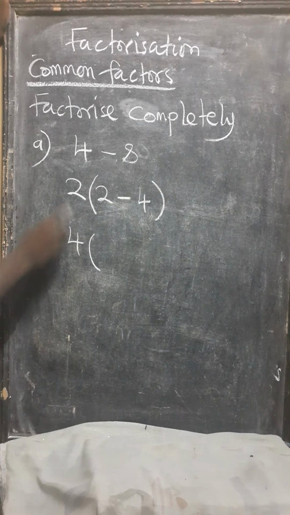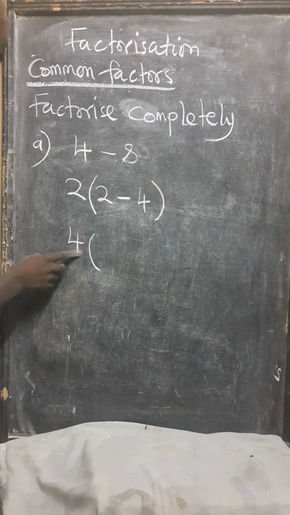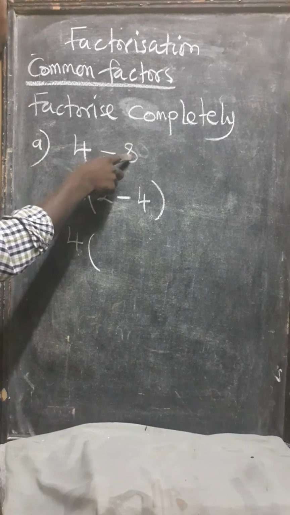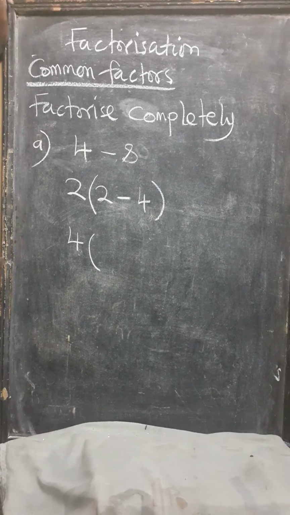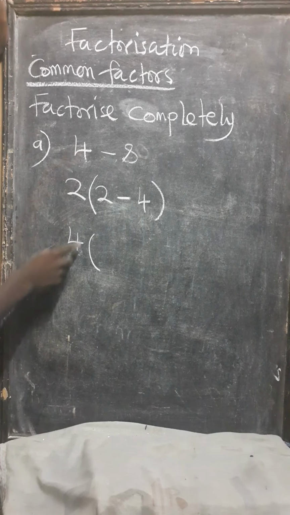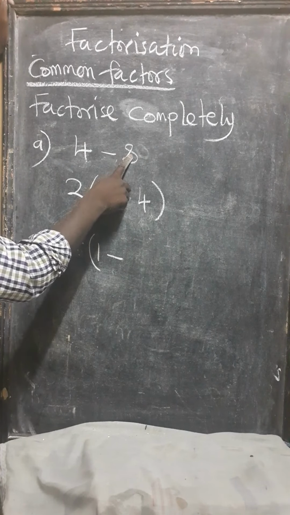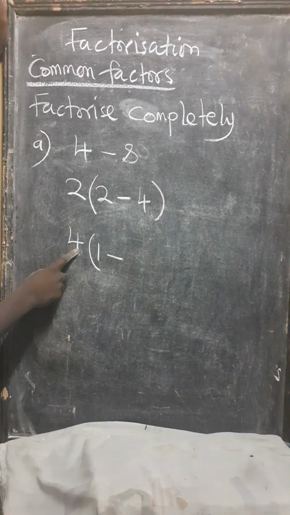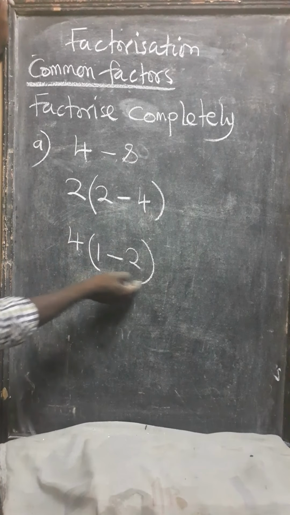Now we come to the second one. This is also a common factor. Please understand that it's common. It can go into 4 as well as into 8. That is what we mean by common factor. So it has to be removed outside the brackets. Then when we divide, 4 divided by 4, we get 1 minus 8 divided by 4, we get 2. Okay. So this is factorization as well as this one.